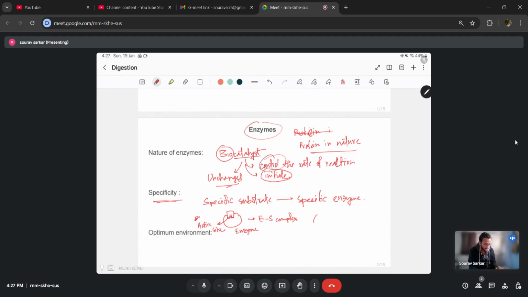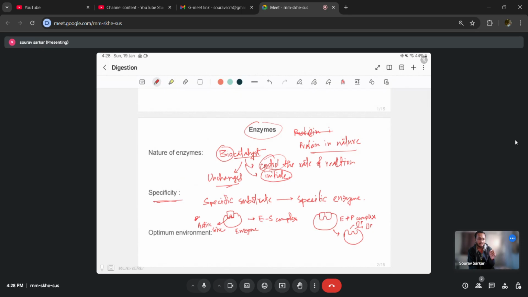The enzyme will break down that substrate into different components, and that makes the enzyme product complex, and after that the enzyme will stay unchanged at the active site, but the products come out after the reaction. So first the specific substrate attaches with the specific enzyme, which makes the enzyme substrate complex. After that the substrate gets changed into product, which makes the enzyme product complex, and after that the product comes out from the active site of the enzyme, and the enzyme stays unchanged.